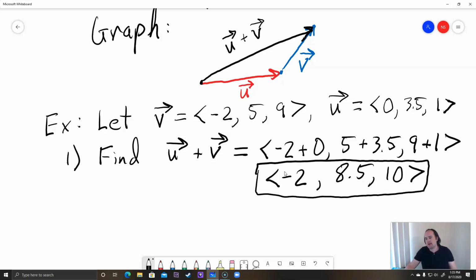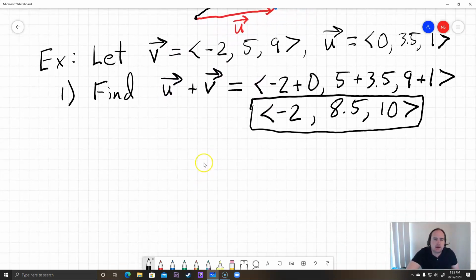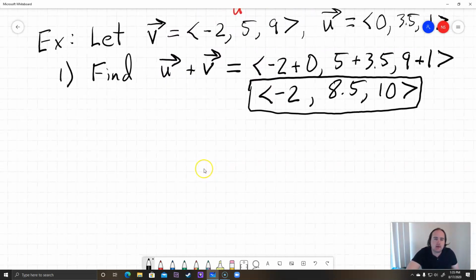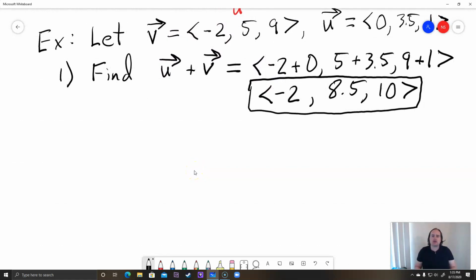Okay, and notice there I didn't actually have to sketch a graph. It wasn't necessary. All I did was add the x components, the y components, and the z components. Now you can actually combine scalar multiplication and vector addition together. So that's what we're going to see in the next example.